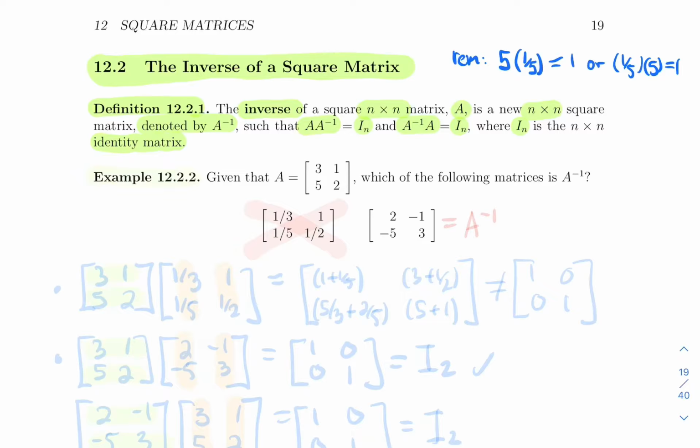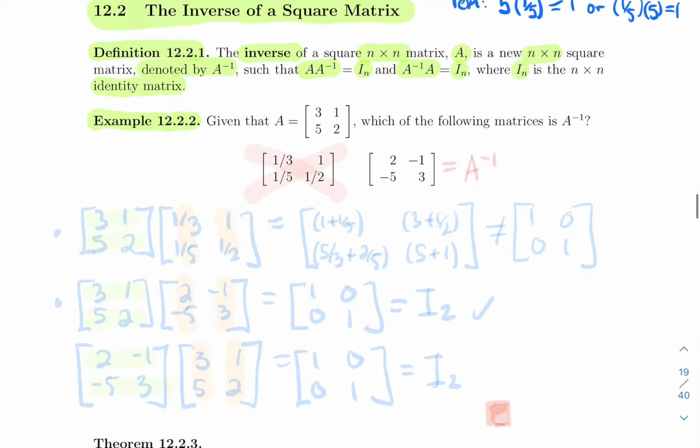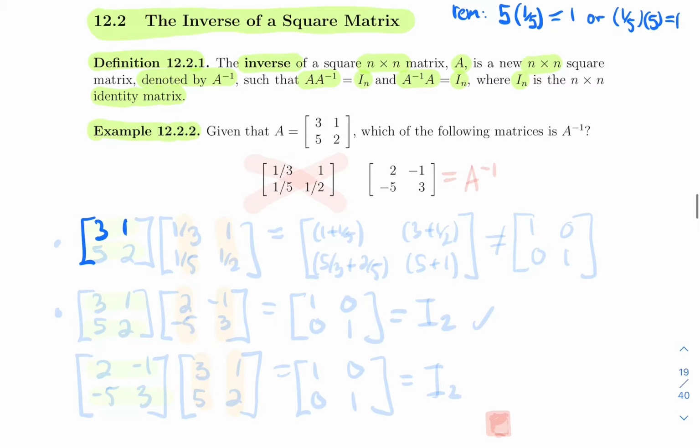So first example, find the inverse of the matrix A between the following two. So when we have candidates for inverses, the only thing we have to do is multiply. So if we try with the first one, so if we have 3, 1, we want to check if the first one is the inverse. Of course, you can kind of foresee that this is kind of a trap.